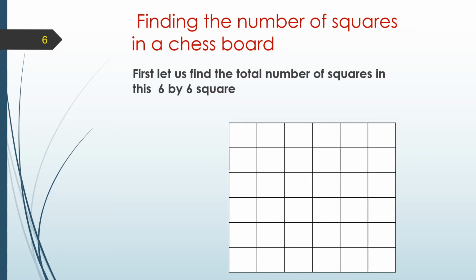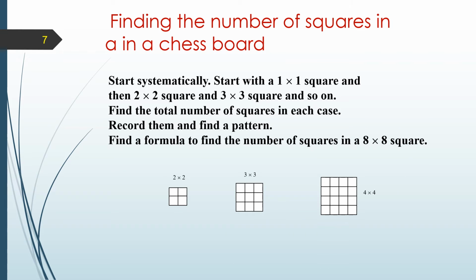But we'll tell them that they have to find all the squares. So we have to think a little bit. Both are wrong. So you have to think more carefully. So we'll ask them, okay, let us find the total number of squares in a 6 by 6 or 5 by 5 square. We can ask them to follow systematically.